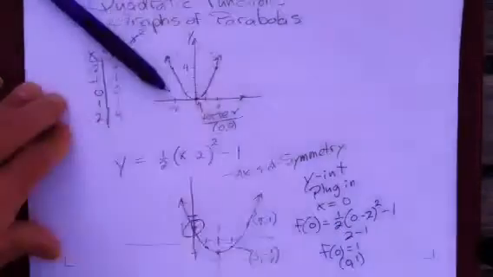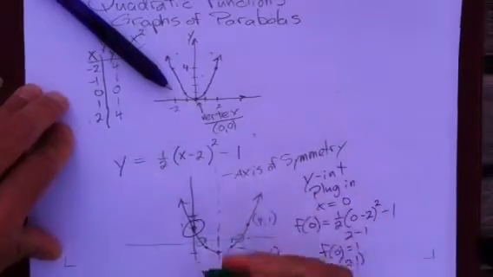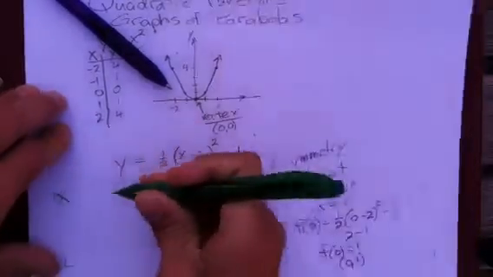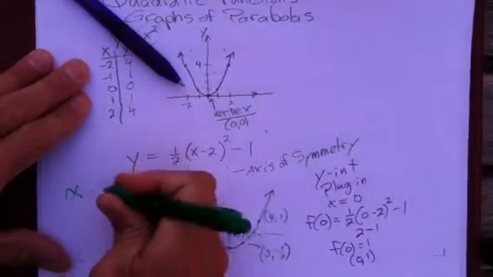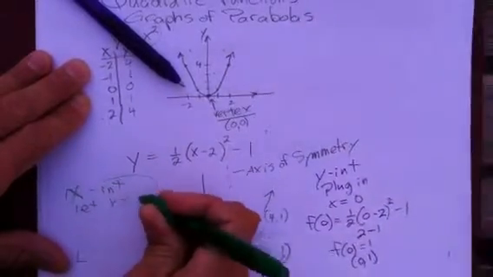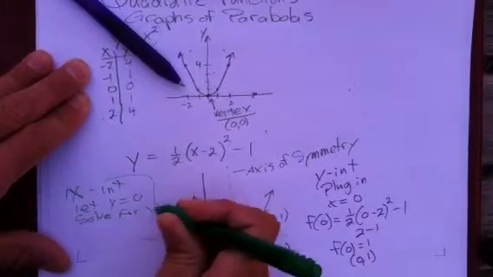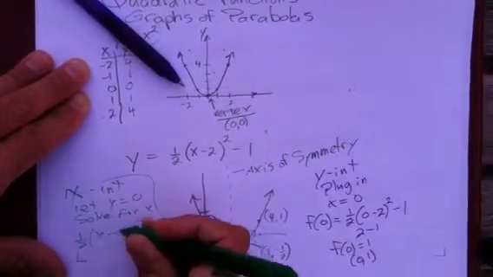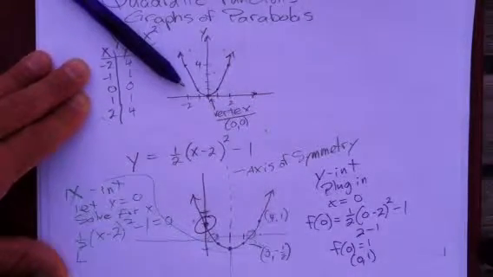X-intercepts, let's do those in green. Little harder to find. So, am I on my page there? Barely. There we go. So for x-intercepts, I have to let y equal 0 and then solve for x. So now I have 1/2 times x minus 2 squared minus 1 equals 0. And I have to solve that.